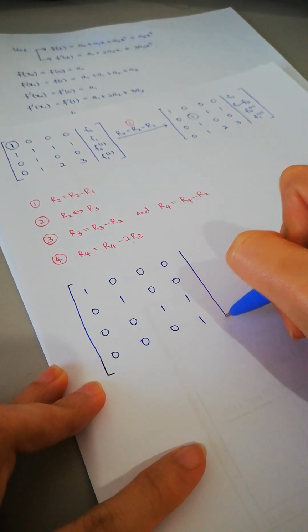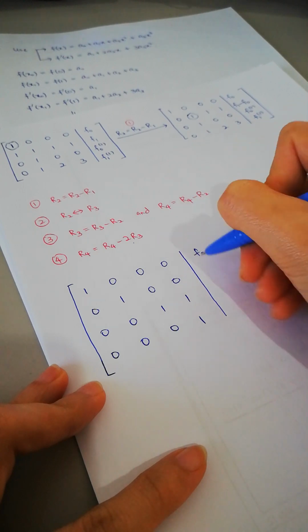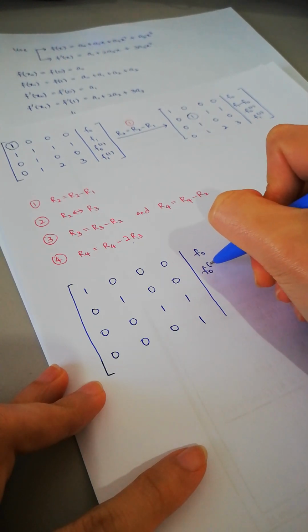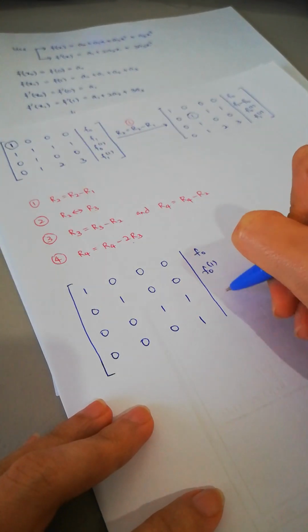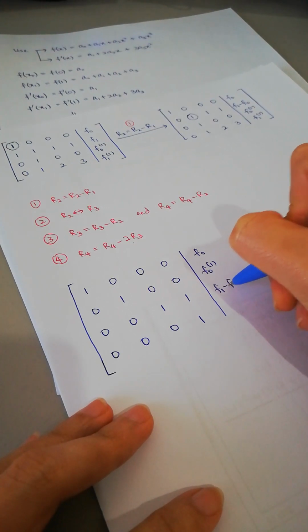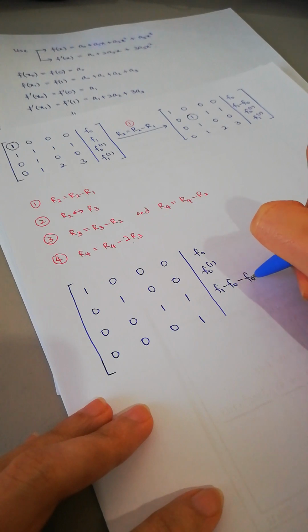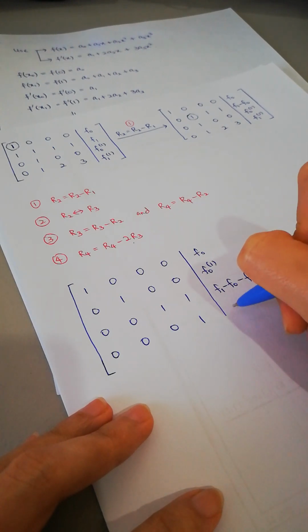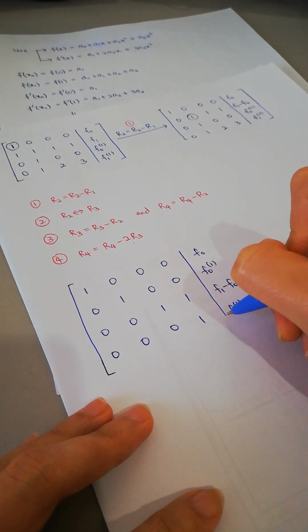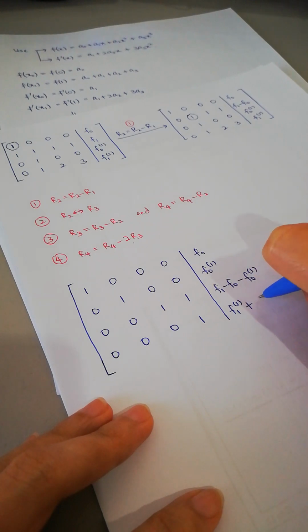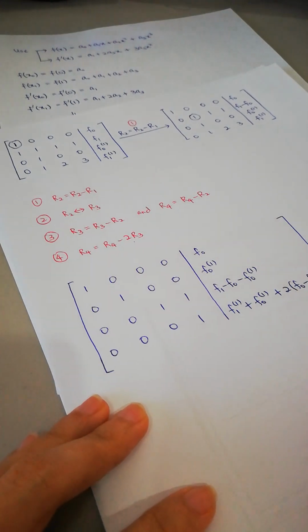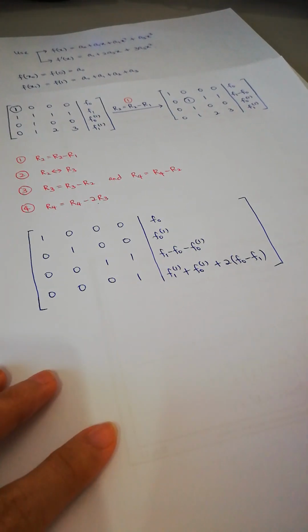Okay, and here you have F0. This is F01, and then you have F1 minus F0 minus F01, and the last one is F11 plus F01 plus 2 times F0 minus F1. So you get the final in this form. Okay, so then you begin to solve.